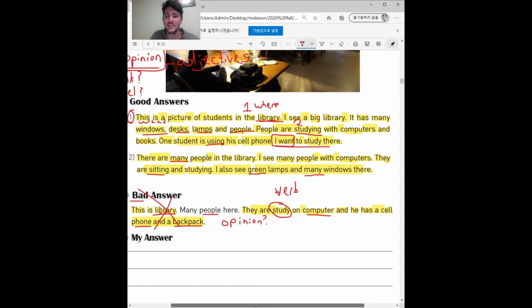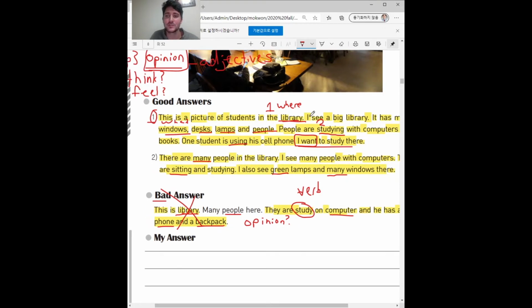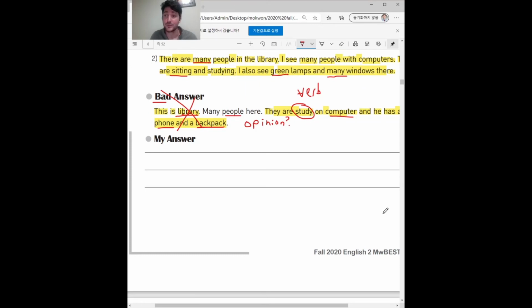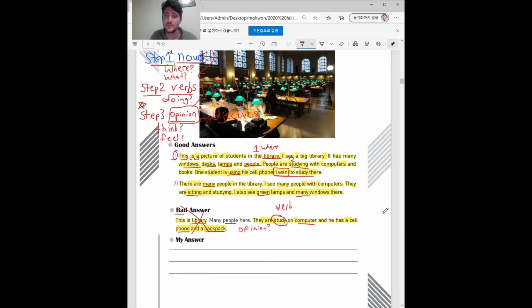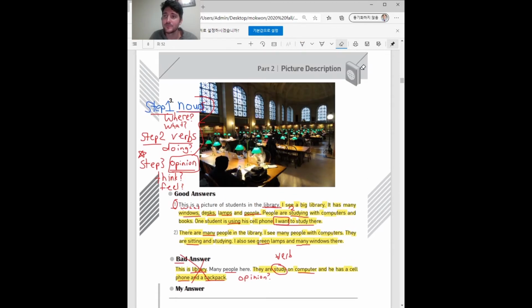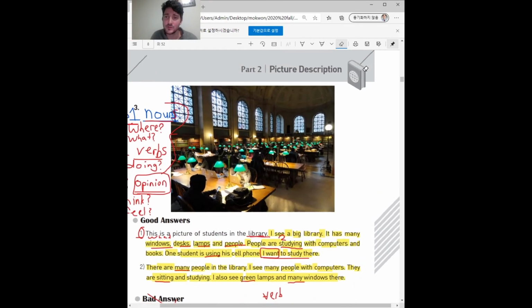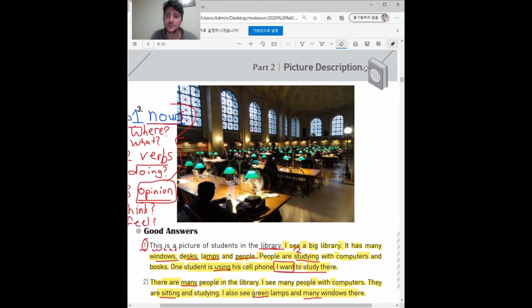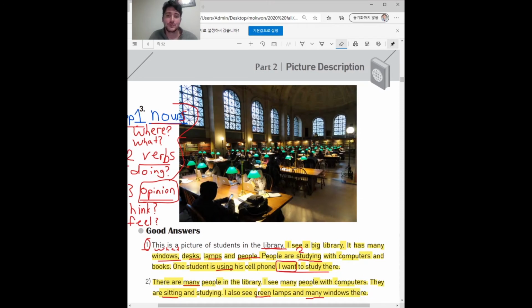All right, so I think we have a good idea. We have some good answers, we have some bad answers. Right now, I would like you to pause the video. So stop the video for a second. And looking at this photo, let me zoom in a little bit. Zoom in on the photo. And I want you to practice your own answer. So these steps. Step 1, find the nouns.